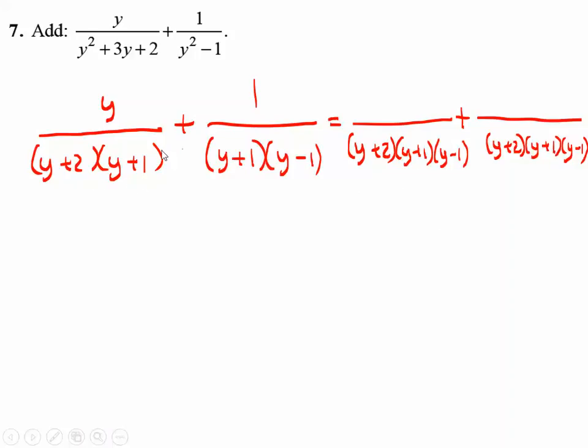Alright, you can write it down at the bottom, or you can just write it on top. Y minus 1 will be a little bit easier to think through. So y times y is y squared, y times negative 1 is minus y. Perfect. Okay.